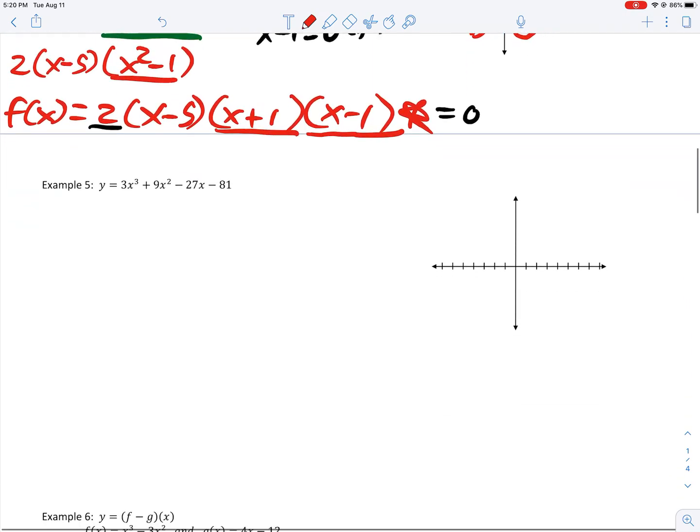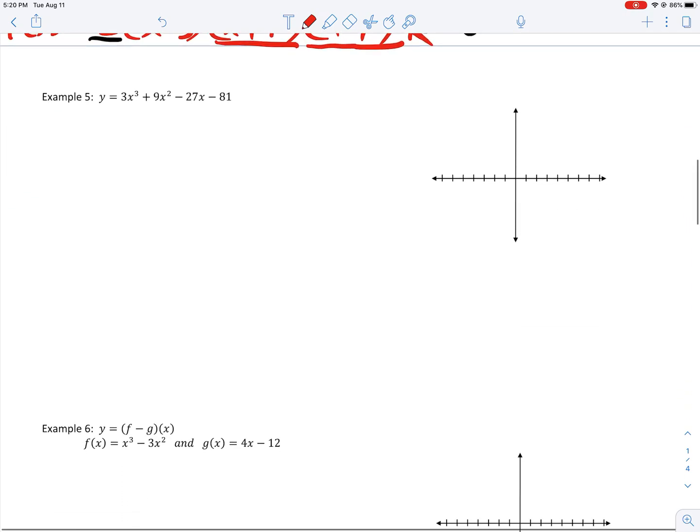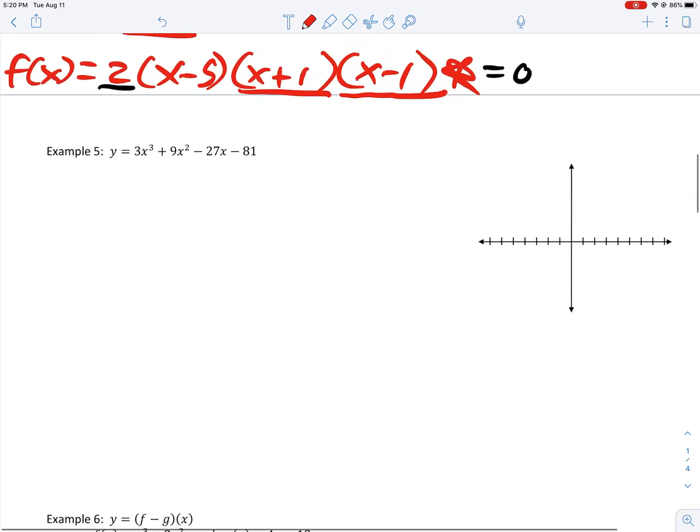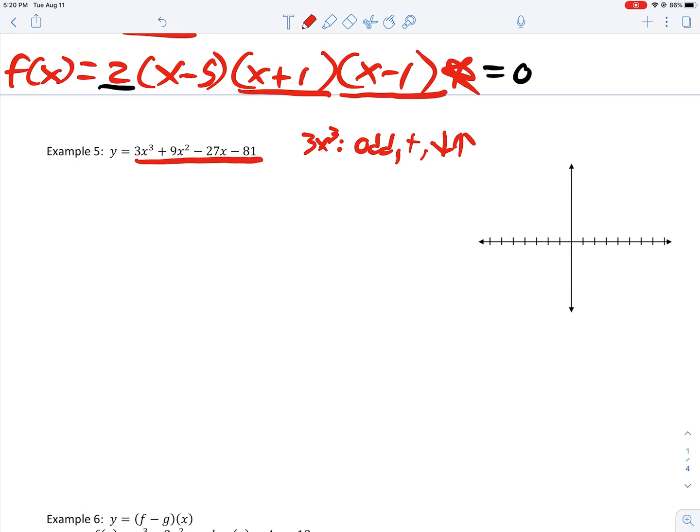All right, let's go ahead and flip your notes over. So same thing, we want to sketch this. So if we can do the end behavior first, it's 3x to the third. So it would be odd, positive, so it would be low to high. Because this is what we call standard form.